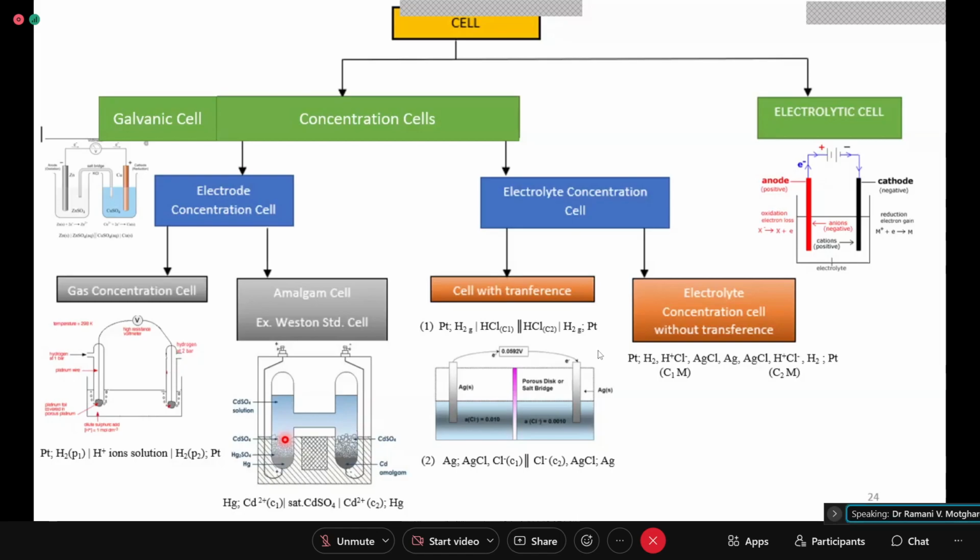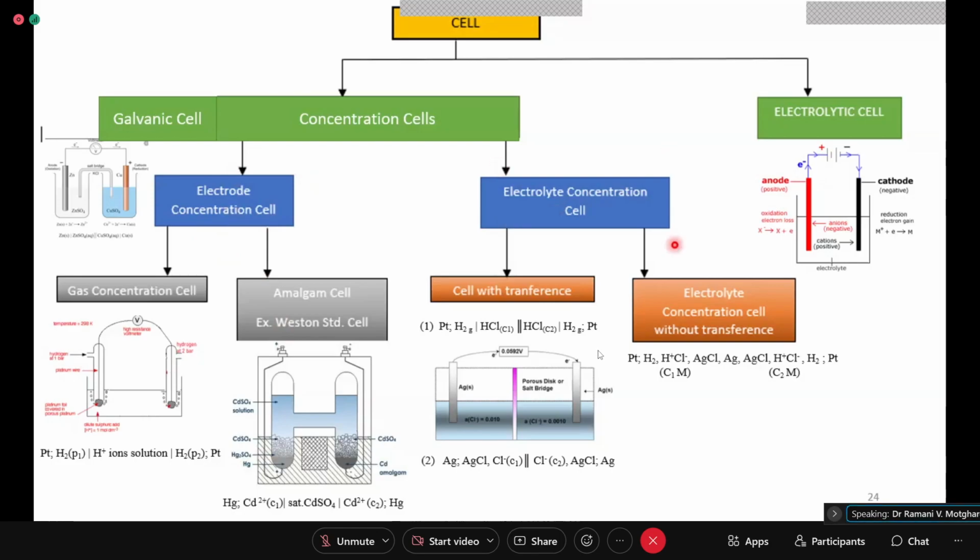So almost after 90% of releasing the power, it starts getting discharged in such a way that you can't use it further. Whereas up to 90%, 99% of its lifetime, it provides a constant potential. Potential doesn't drop like your pencil cells. So that is the important feature, and that's why it is used to calibrate all your potentiometers and pH meters. So that is all regarding the electrode concentration cell.